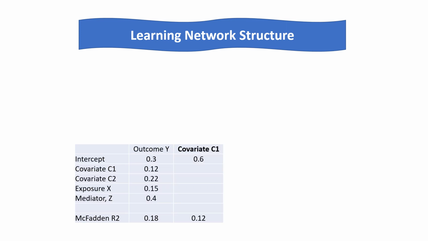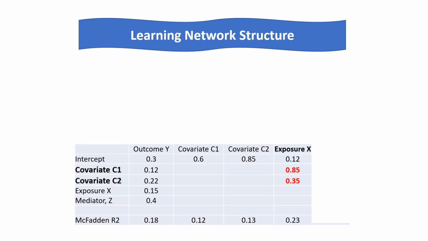In the next regression, covariate C1 is regressed on no variables at all, as nothing precedes it in time. Same for the covariate C2. In the next regression, exposure X is regressed on covariates and both have non-zero coefficients.